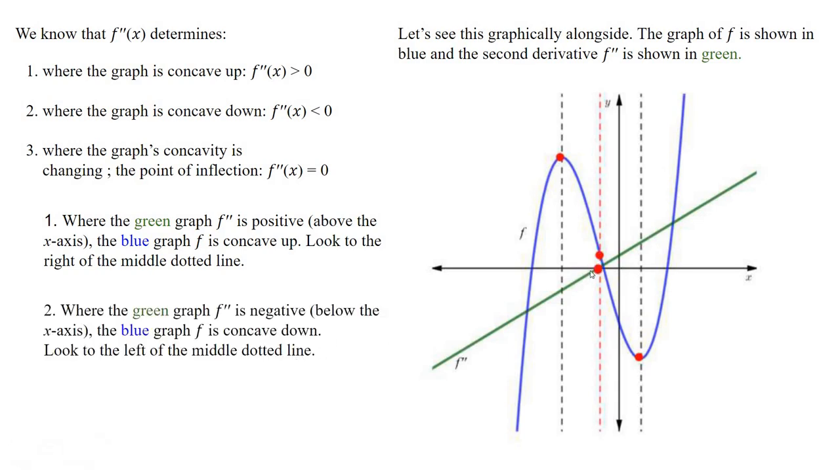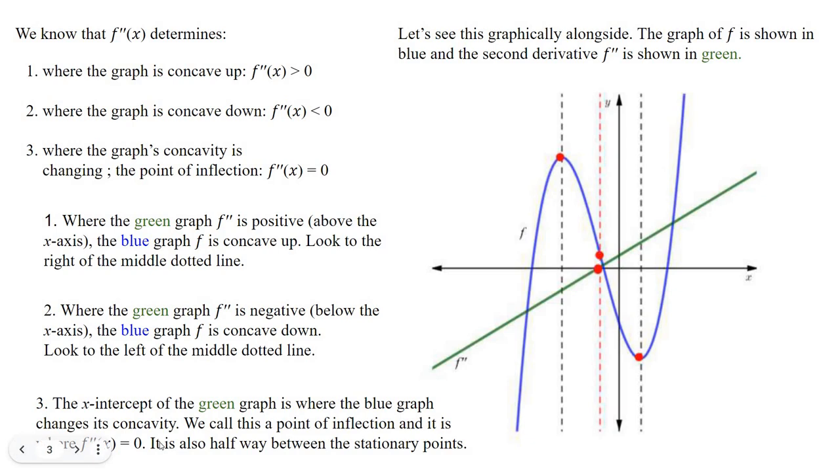What about to the left? Down here? Well, it's concave down. So when the second derivative goes below 0, it's a linear equation, it's concave down. And what's happening when it exactly equals 0? Well, it's not concave up.